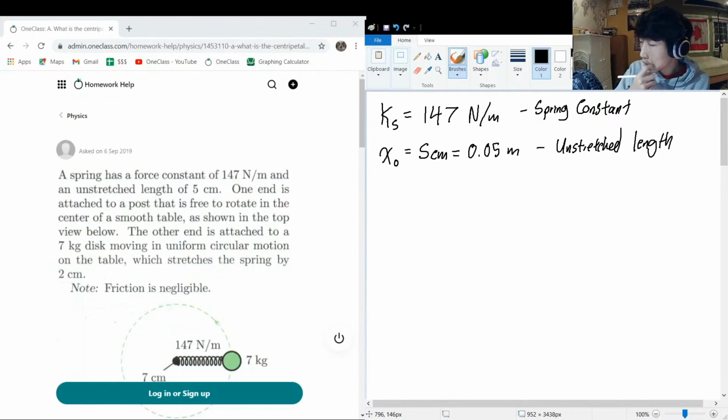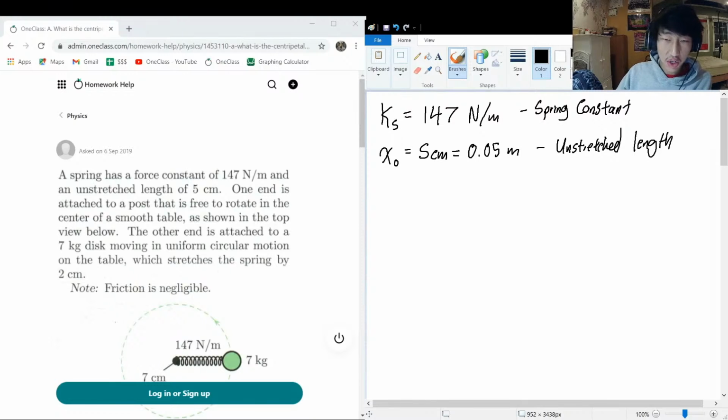Now it's good to convert all of your given numbers into base SI. It will make your calculations a lot easier. Otherwise, you need to deal with the centi prefix and milli prefixes. Those prefixes are uncomfortable to deal with, but you got to do what you got to do. So yeah, this is what I would recommend.